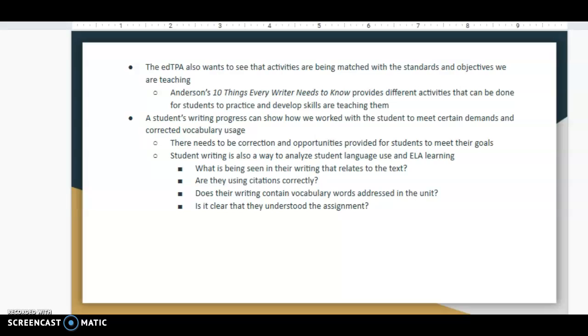And I think that's something that we need to really focus on in the edTPA, as in, are we providing enough instruction to where students understand the assignment? Not so much like overkill to where it's drilled into their brains, but yeah, that's my take on literacy in ELA and the edTPA.